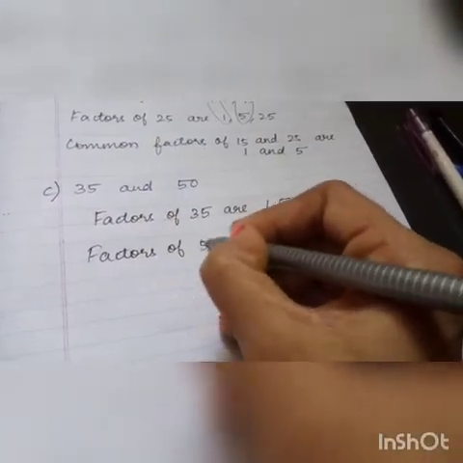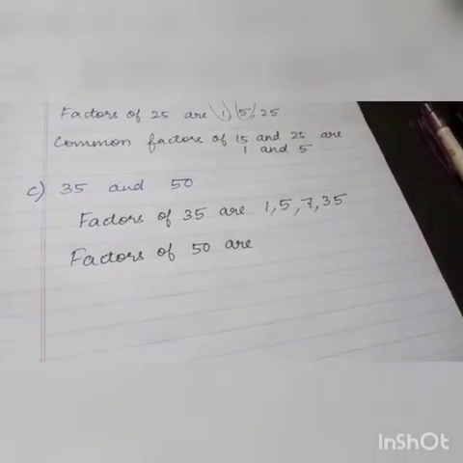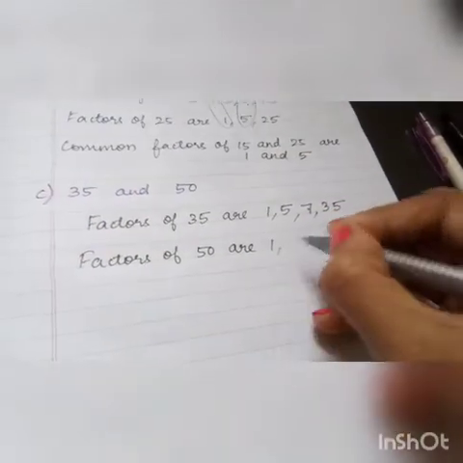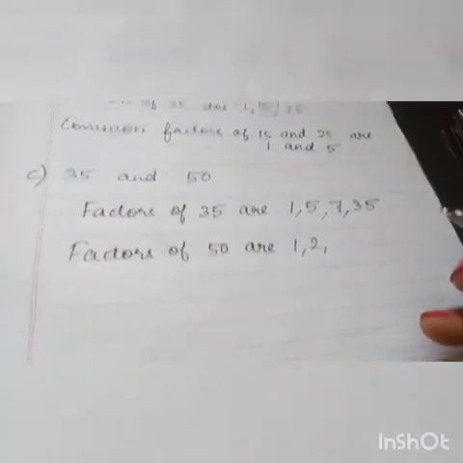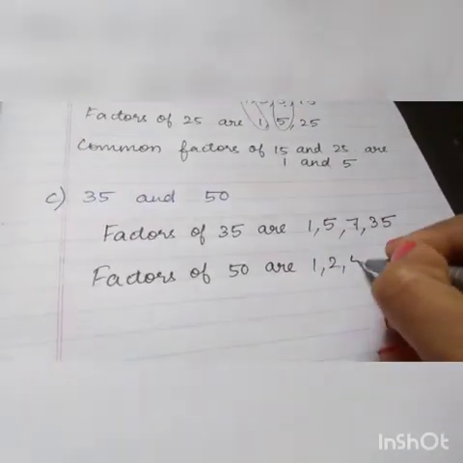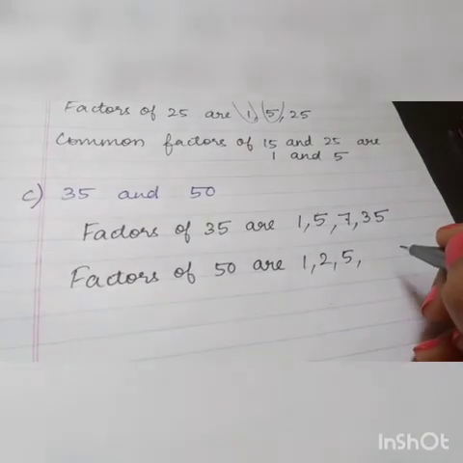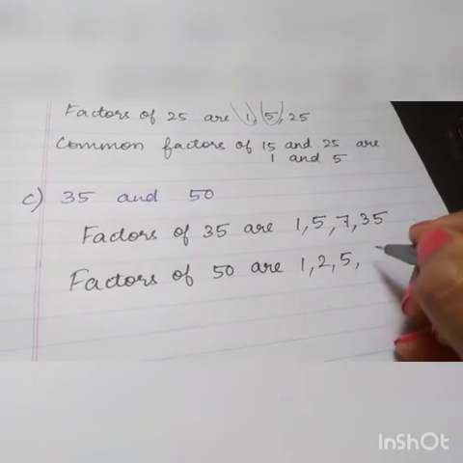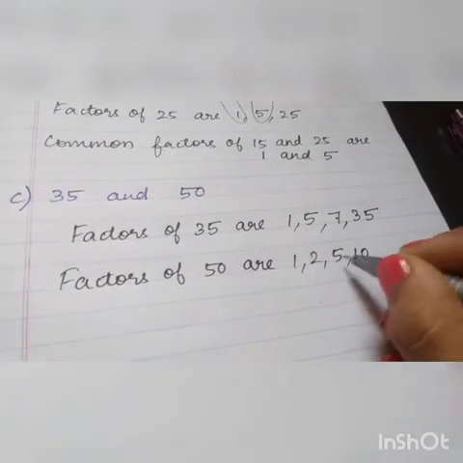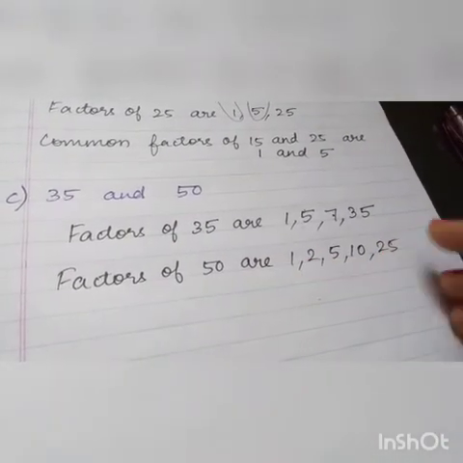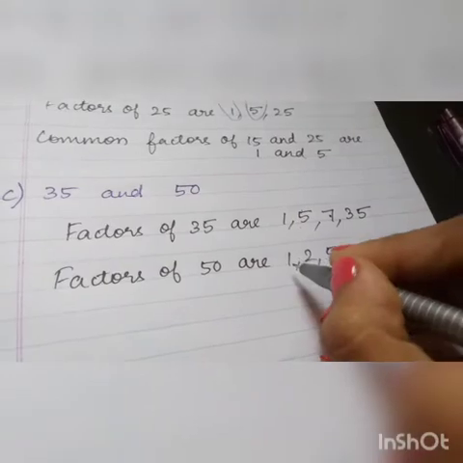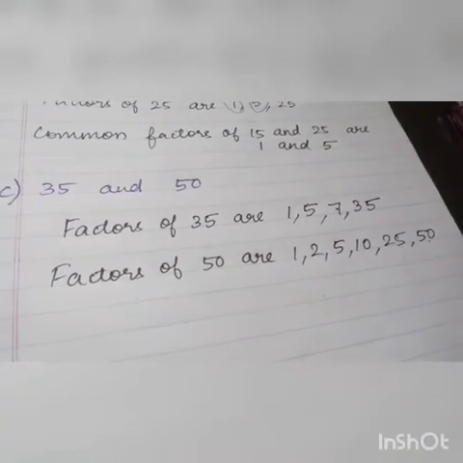Now, next, factors of 50 are. Now, shall we find the factors of 50? 1, 2, 3rd table, will it come? No. 4th table? No. 5th table? 6th, 7th, 8th, 9th, 10th table? Yes. 10 5s are 50. Next, 25 into 2, 50. Next, 50 into 1, 50.